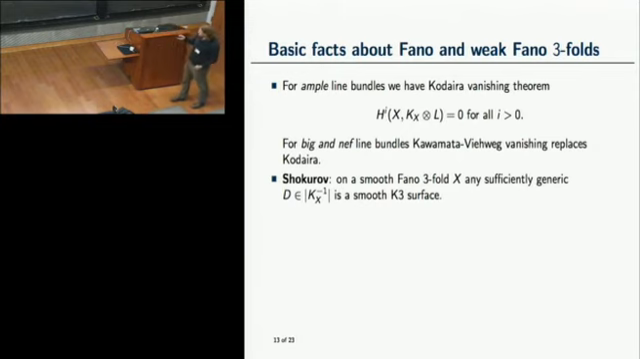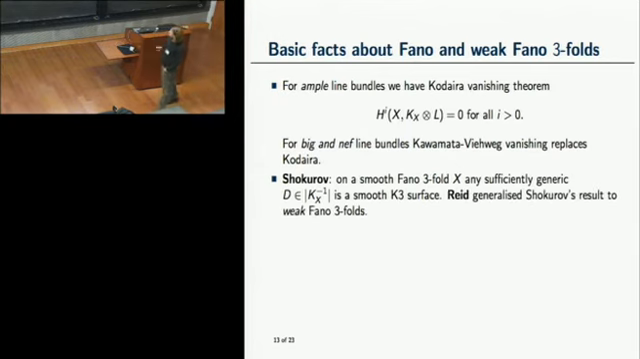Partly using this, but using many other things, one of the fundamental things that Shokurov showed in the early 80s was that if you take any smooth Fano threefold, then in fact a sufficiently generic anti-canonical divisor is a smooth K3 surface. Smooth is really the key part. And then Miles Reid realized that his argument, if you replace various uses of the Kodaira vanishing with Kawamata-Viehweg vanishing, also works for weak Fano threefolds.